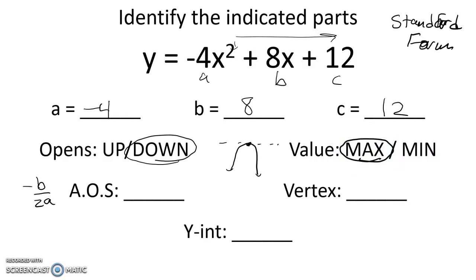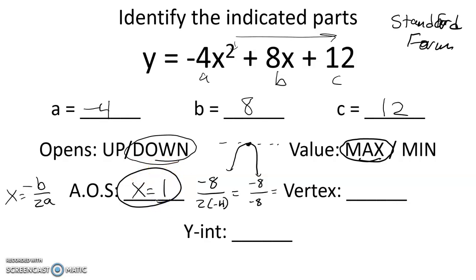My axis of symmetry, this is my equation right here: x equals negative b over 2a. So let's go ahead and plug that in. Negative b, negative of 8, turns into negative 8 over 2 times negative 4. 2 times negative 4 is negative 8. So if we simplify that, I get negative 8 over 8, which is x equals 1.